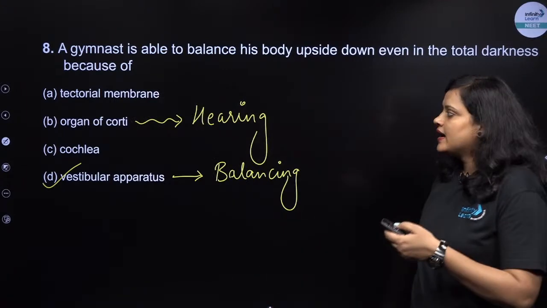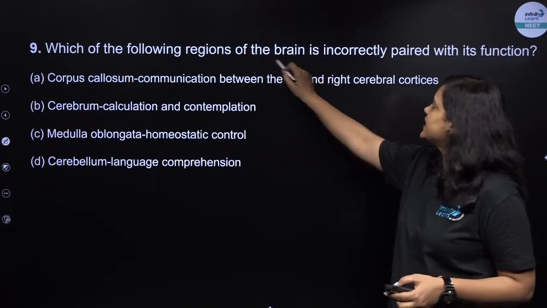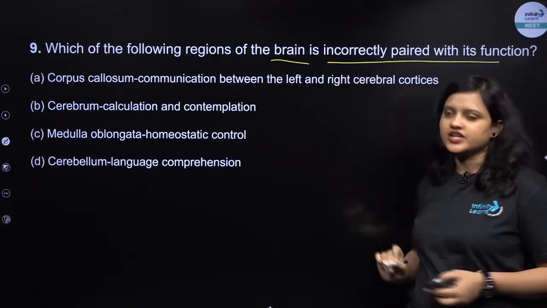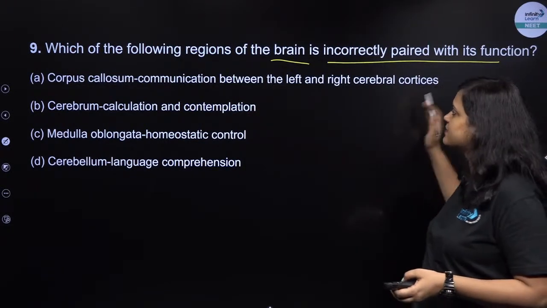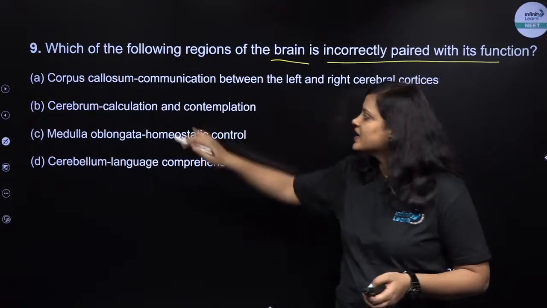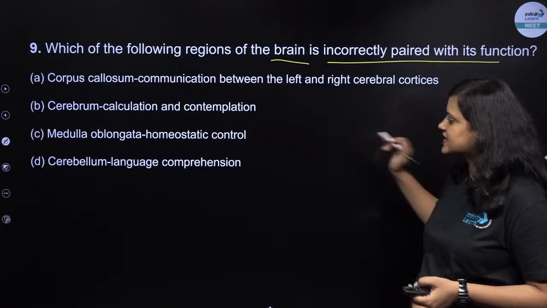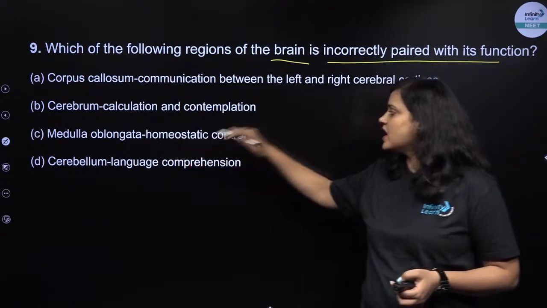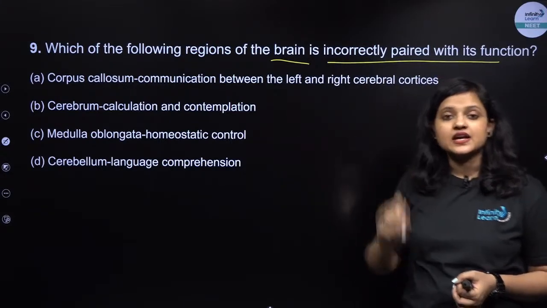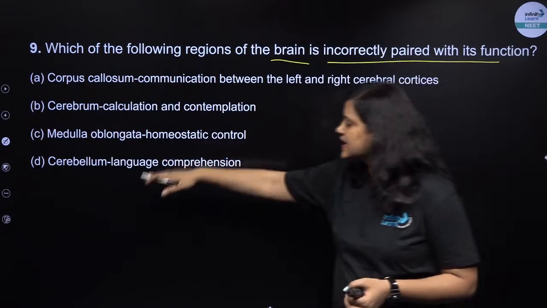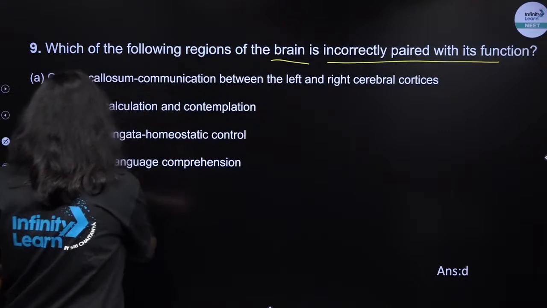Okay. Next question on your screen. Which of the following regions of the brain is incorrectly paired with its function? You have corpus callosum, communication between the left and right cerebral cortices, that is right. Cerebrum, calculation and contemplation, that is right. Medulla oblongata, homeostatic control. Now you are going to tell me what is the incorrect option. And cerebellum, language comprehension. The correct option for this question will be D.